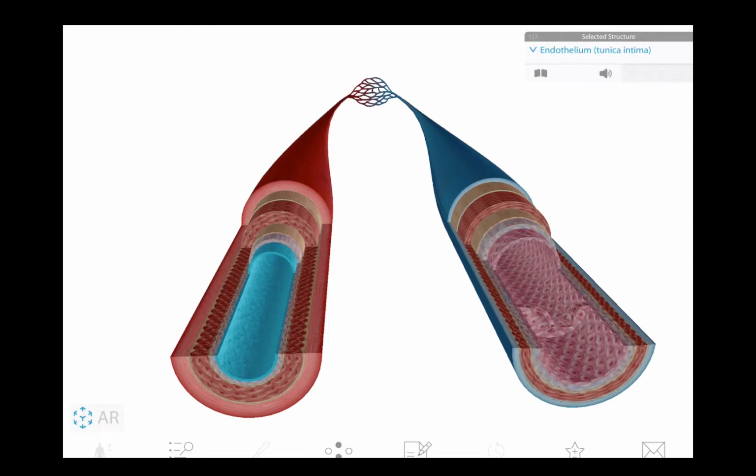So I'm going to point out some specializations right now of these vessels. The first one is that I'm hoping you can see that the tunica externa on the artery is much thicker than the tunica externa on the vein. This is because your arteries have to withstand a lot more pressure, so this allows them to do that. Now their tunica media is thicker as well for the same reason. It allows them to be able to deal with the pressure coming off of the heart.